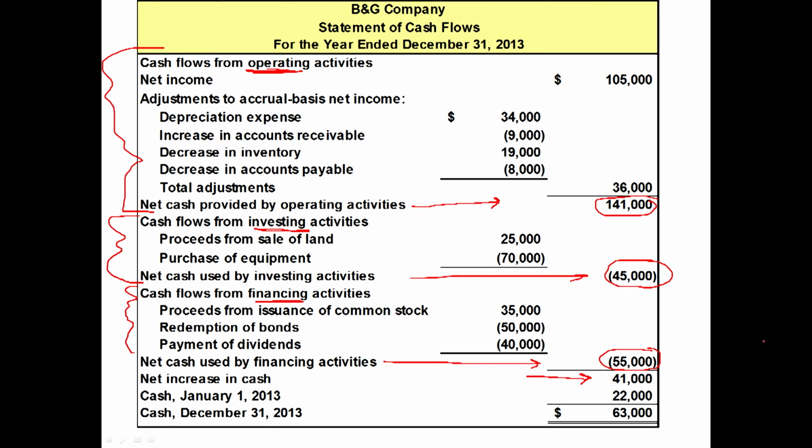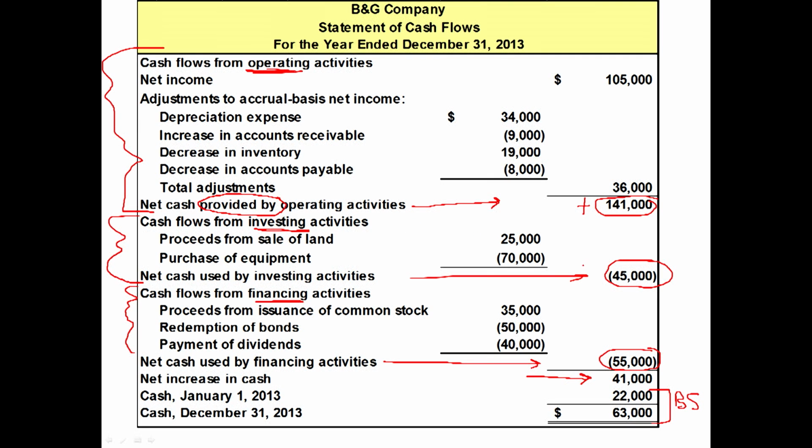Now, if that's a positive number, it's an increase in cash. If it's a negative number, it's a decrease in cash. And then you add that net change in cash to your beginning balance, and you get your ending balance. And of course, these numbers you would pull off of where? The balance sheet, correct? Now, taking a look at this, the 141 is a positive number. If this subtotal is a positive number, it's called net cash provided by whatever activity it is.